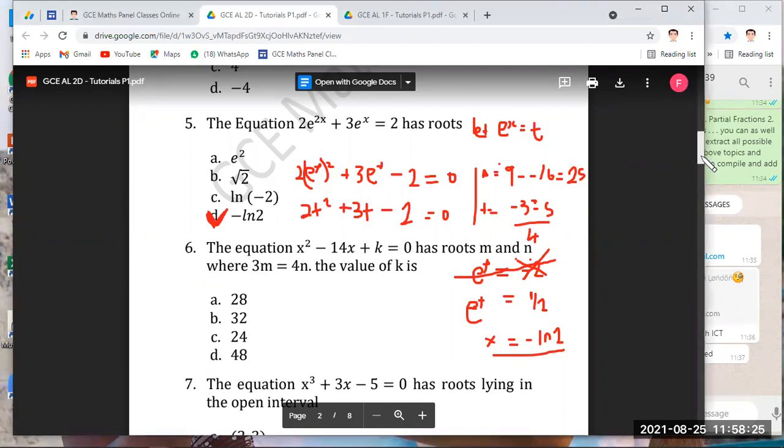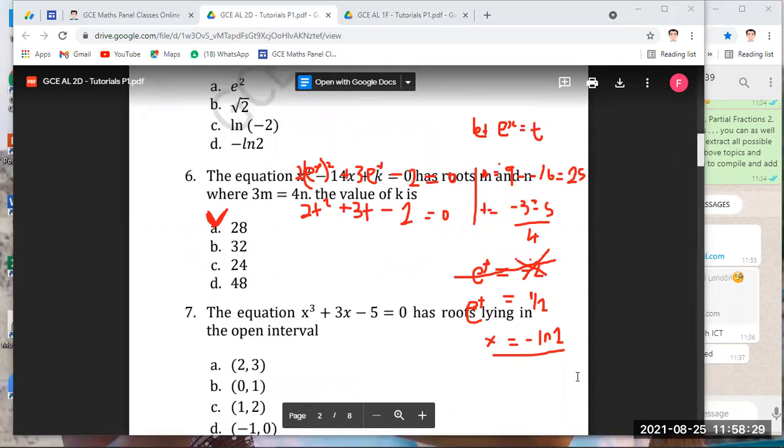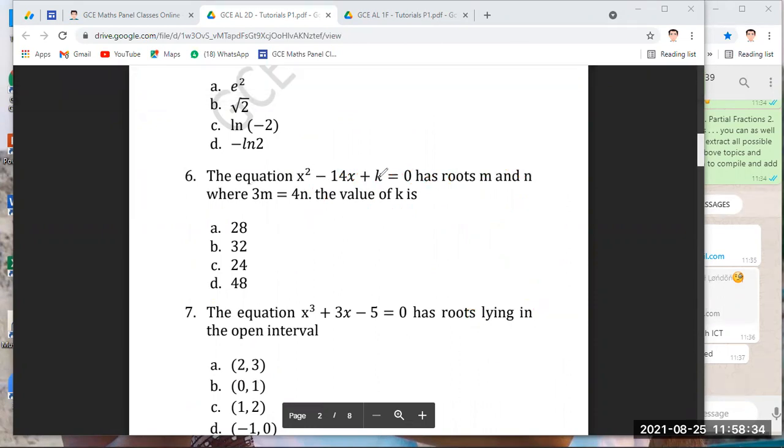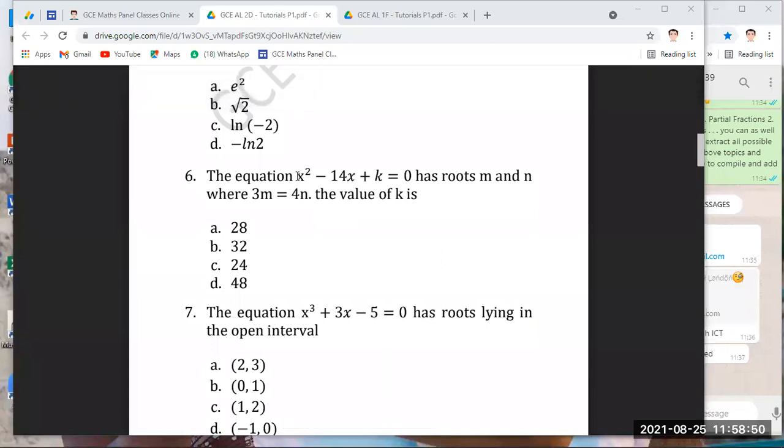Question 6. We have this quadratic equation. Let me clean this board. So we have the quadratic equation x squared minus 14x plus k equals 0, that has roots m and n, where 3m is equal to 4n. The value of k is? So how do we get the value of k? We know that each quadratic can be written in some product form.